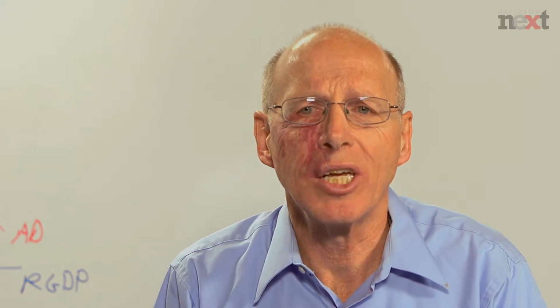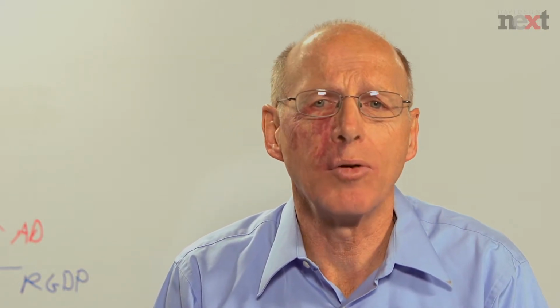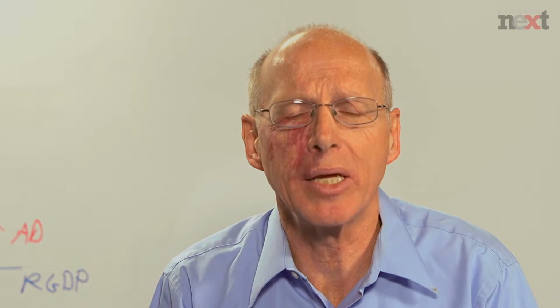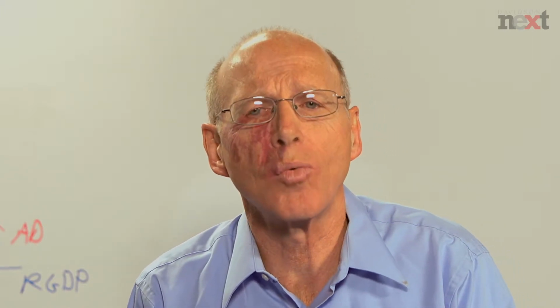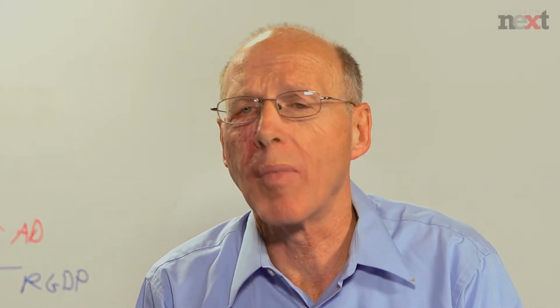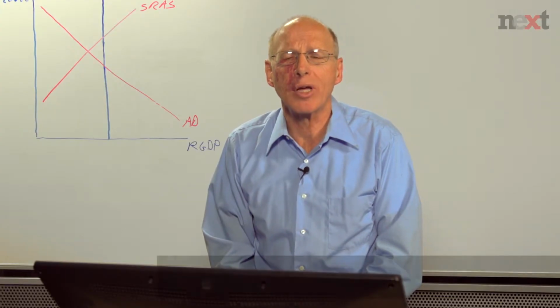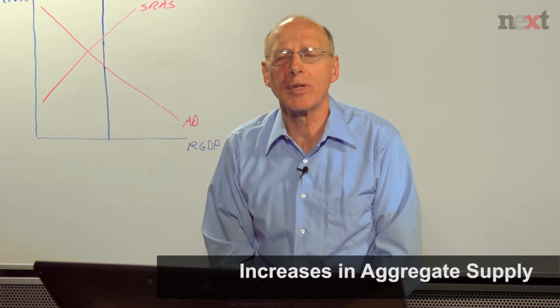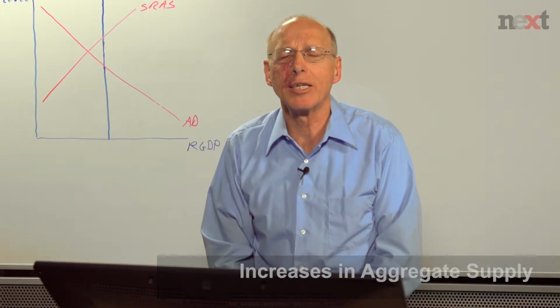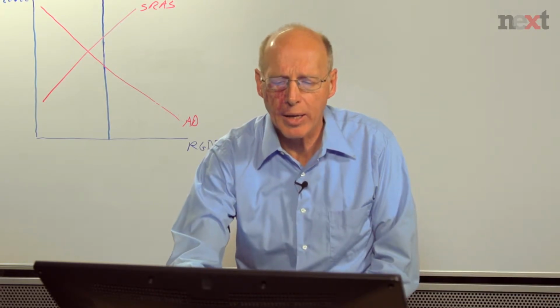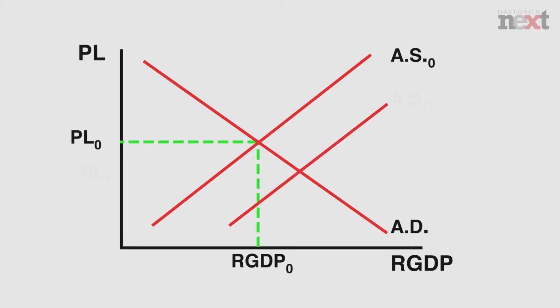Perhaps this change is a decrease in wages across the economy, or an increase in worker productivity, or maybe it's a decrease in oil prices. But whatever the factor, it has led to a rightward shift in the aggregate supply curve. It's led to an increase in aggregate supply, as represented by the aggregate supply curve moving to AS1.